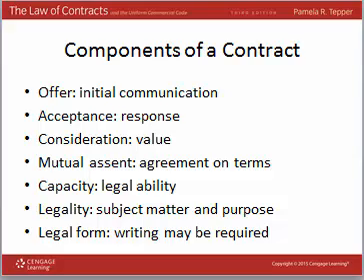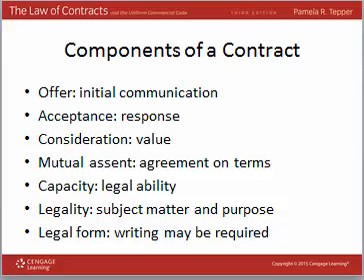Mutual assent is an agreement on the terms, and you'll see the term mutual there. That's a very important part of this terminology. Mutual means both, right? Capacity is the legal ability. When we talk about capacity, we talk about an age limit. People above 18 have capacity. People under the age of 18 may not have capacity. There's also mental capacity. Legality deals with the subject matter and purpose of a contract, whether or not the contract is for some legal purpose.